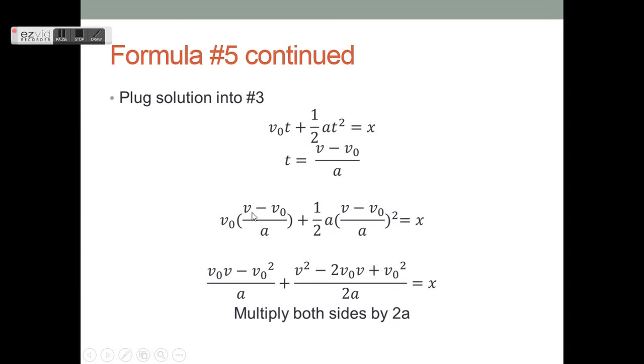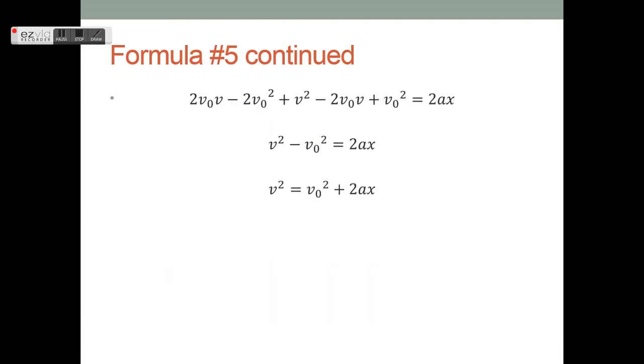My next step will be to multiply everything by 2a. That cancels out some a's, and I'm left with something that looks like this gigantic mess. Now it happens to work out that some of this mess cancels out. 2v0v, 2v0v, those cancel out. You have 2v0 squared plus a v0 squared, one of those cancels out. And so we're left with v squared minus v0 squared equals 2ax. Or if I get rid of the negative, v squared equals v0 squared plus 2ax, my fifth equation.